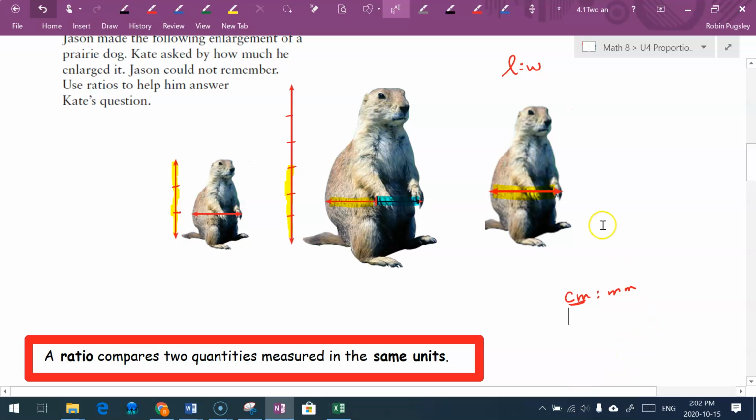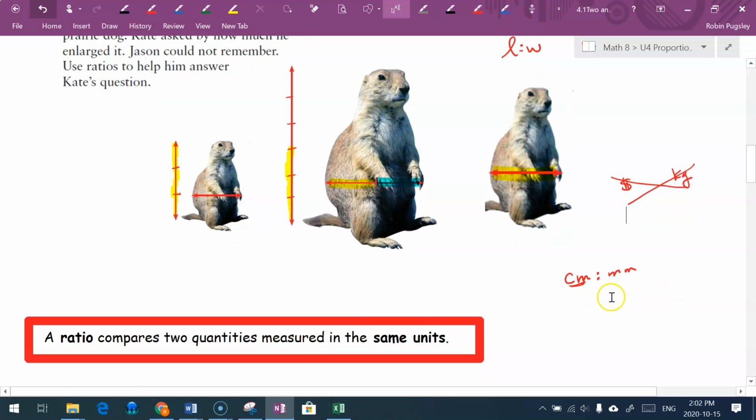But we couldn't compare something like dollars and kilograms, right? Because dollars can't become kilograms and kilograms can't become dollars. So comparing 2 units that are not equivalent or not the same is not a ratio.